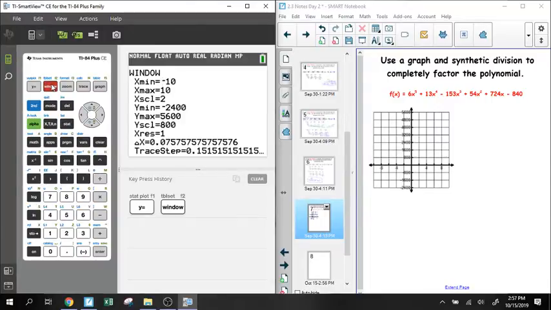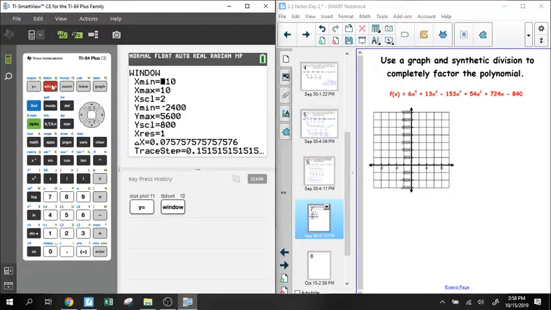The lowest number on there is -2400, so change your y minimum to -2400. Change your y maximum to 5600. That's the highest number they have on there. And then their scale is marked in 800s. So if you'll change your scale to 800 for the y-axis, that way we don't have 5600 little tick marks running up the side of our graph. Once you have that set, let's go ahead and hit graph.